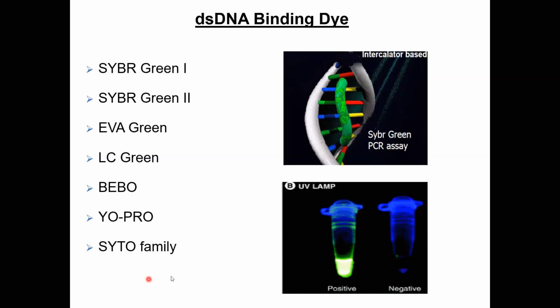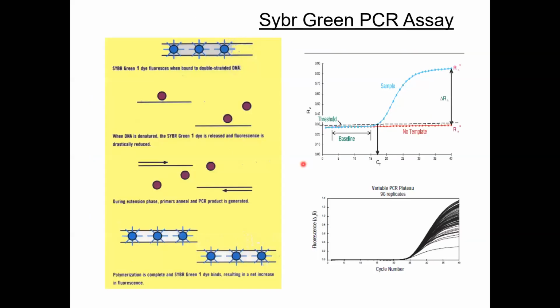There are many dyes like SYBR Green, or the cyto family. So in a SYBR PCR, simply, the dye fluoresces when bound to the DNA strands. You have a single strand, the dye is not bound, but when you add primer and amplify it, you form a double strand, and then fluorescence is checked on the PCR machine.